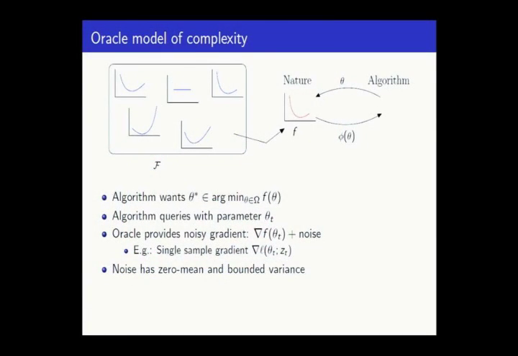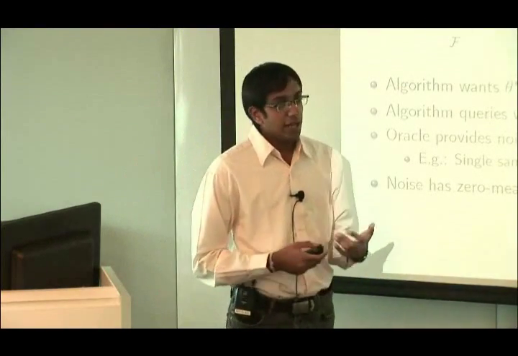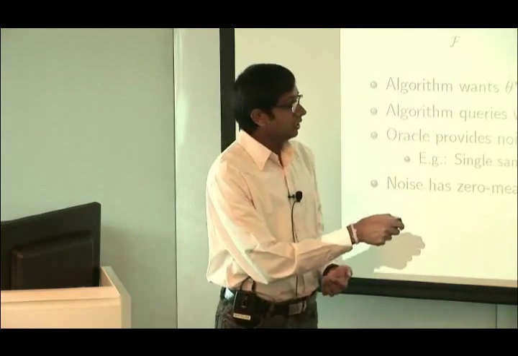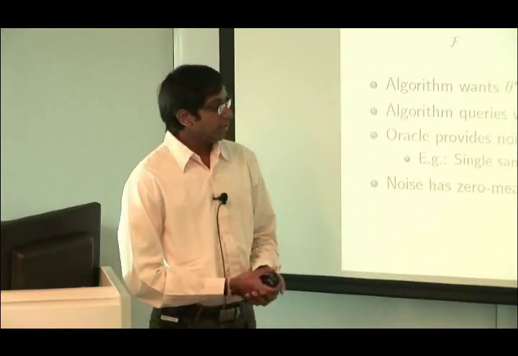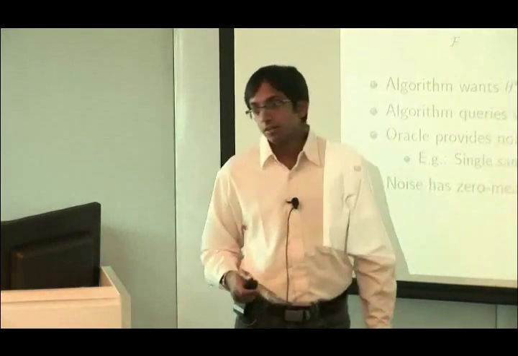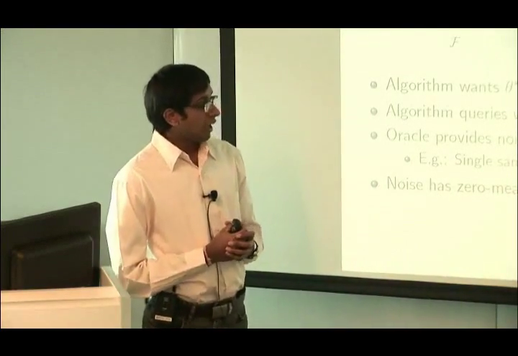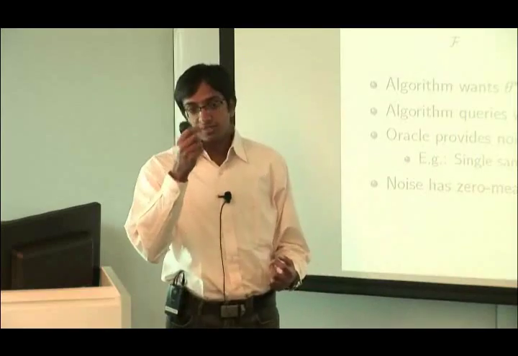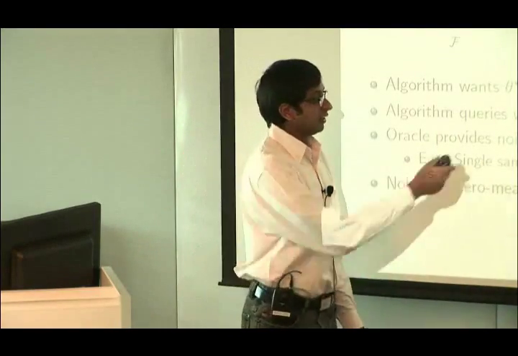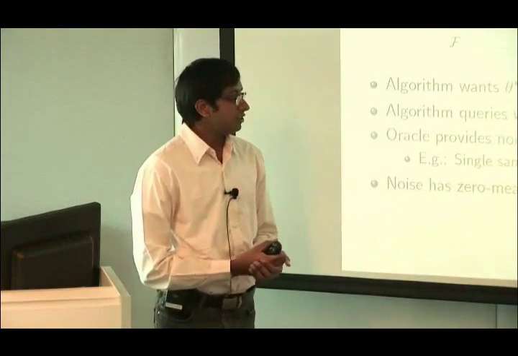The way this happens in the black box model of complexity is by the algorithm making repeated queries to the oracle. So at time t, the algorithm queries the oracle with a parameter theta t, and in the stochastic setting, this is actually just a stochastic first order oracle, the oracle responds with a noisy gradient of f evaluated at theta t. And again, in the statistical setting, it's very easy to obtain these noisy gradients because you can just pick a sample from the distribution that you're interested in and evaluate the sample gradient, and that's unbiased by definition.